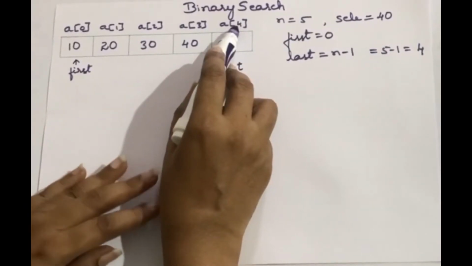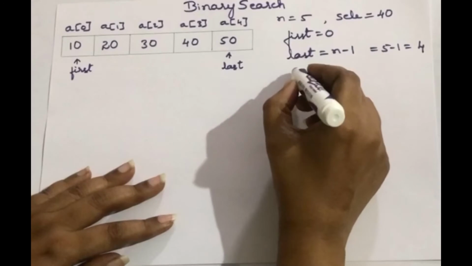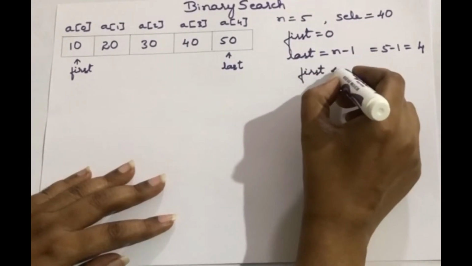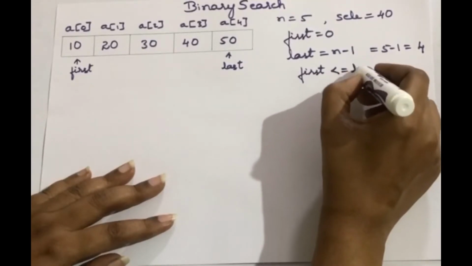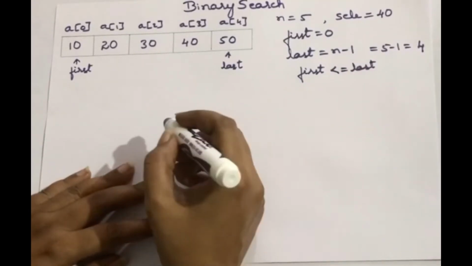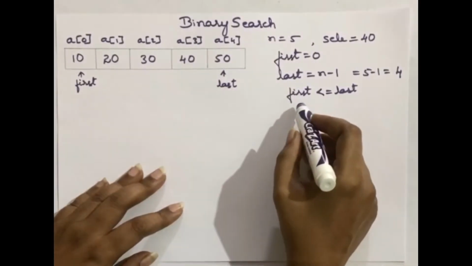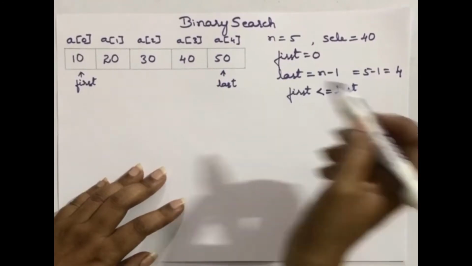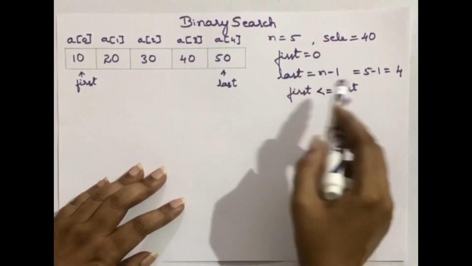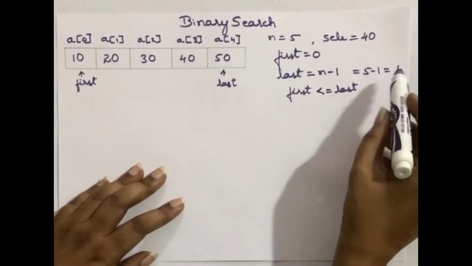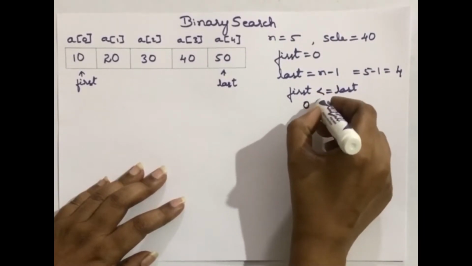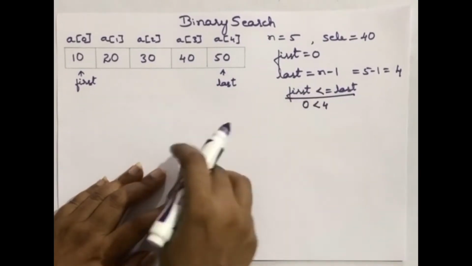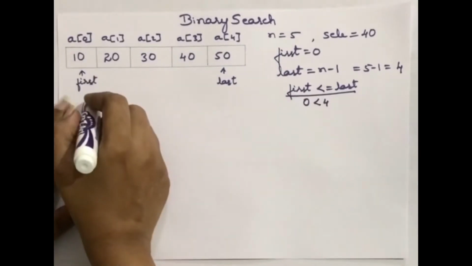In this technique we need to remember that first should always be lesser than or equal to last. This is one of the conditions. We need to always check that the first value should be less than or equal to last. In the first case the first is 0 and last is 4 which is true, that is 0 less than 4. When this condition is true, while first is less than or equal to last, we can find mid.